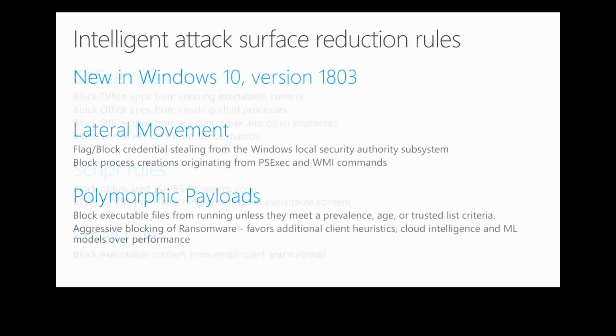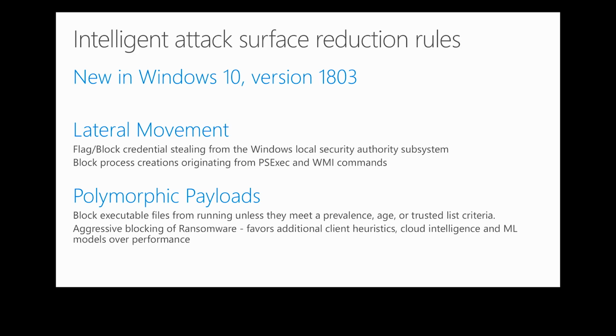And actually now in 1803, the version that's just about to be released in a few weeks, we've added a couple more layers. Lateral movement, because that's the first thing that a sophisticated attacker is going to try to do in your organization. So flagging and blocking potential credential stealing, as well as running processes through WMI and PsExec, right? Because these are very sensitive things.